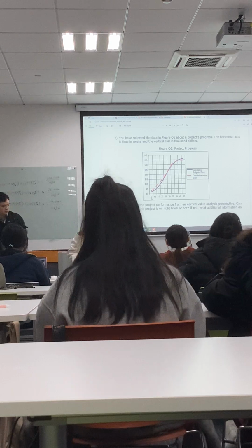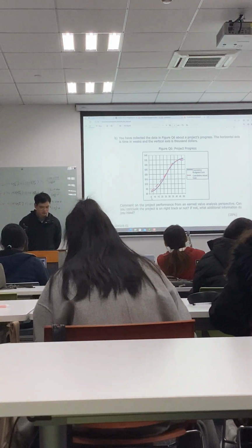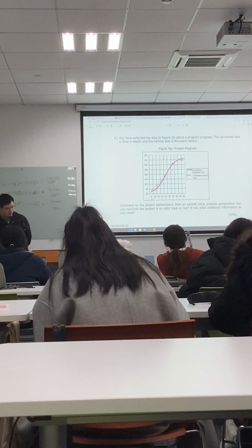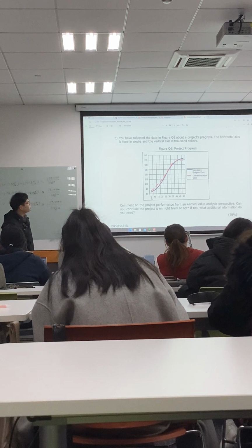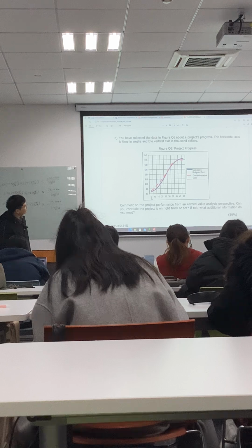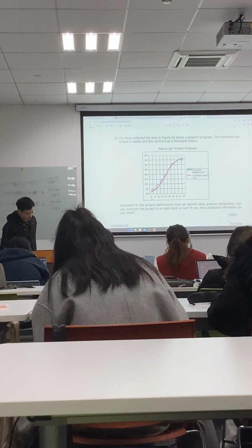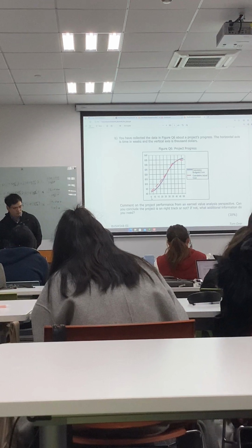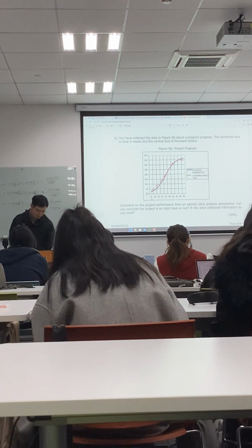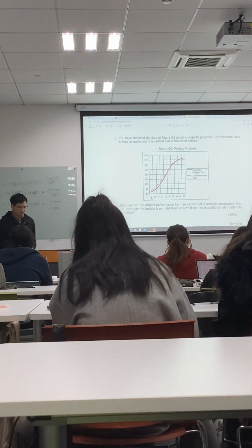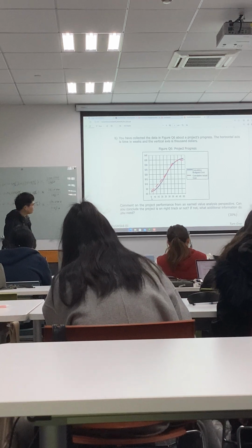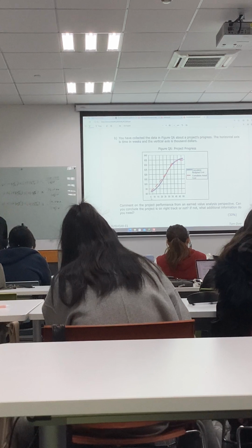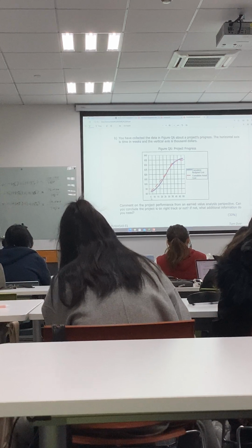collected the data in this figure about project progress, and it is the earned value and planned value of this project. So the question is: comment on the project performance from an earned value analysis perspective. And can you conclude the project is on the right track or not? If not, what additional information do you need? So it's kind of an open question for you to discuss, right?